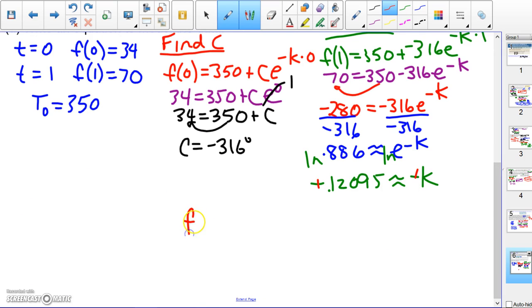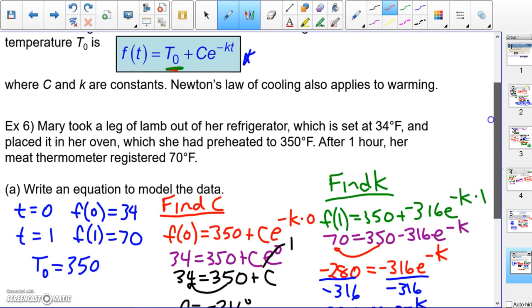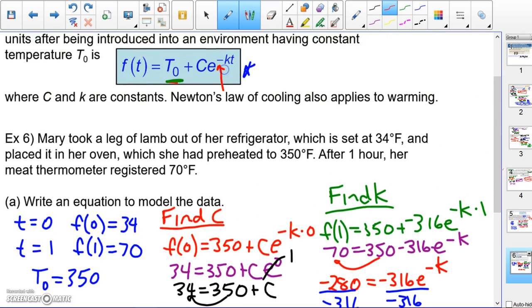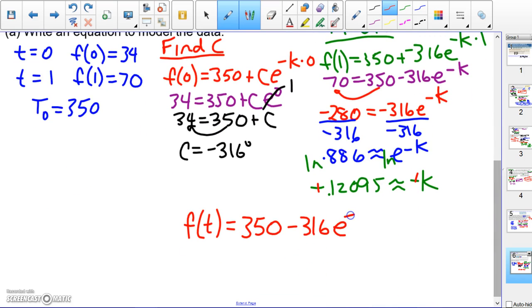So f of t is going to equal 350 was our starting amount, that doesn't change, minus 316, that was the c constant that we found, times e to the, now go back and look at this formula. Notice there is a negative sign. So put that negative in there and then put the k value, which was 0.12095 times t.